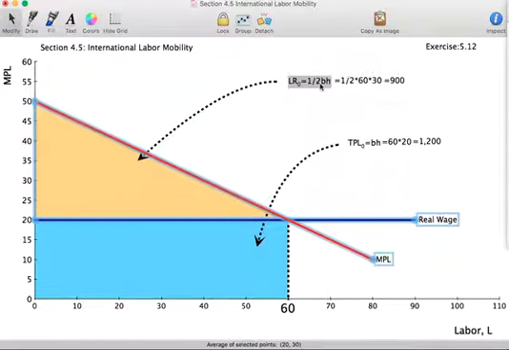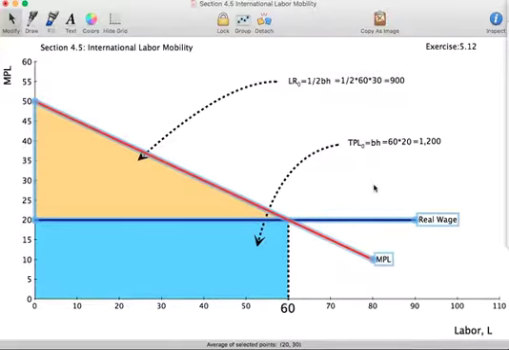So in our example here, the quantity of labor is equal to 60. The height is equal to 30, which is just 50 minus 20. That gives you the height of that triangle. So you have 1/2 times 60 times 30, which gives you 900.